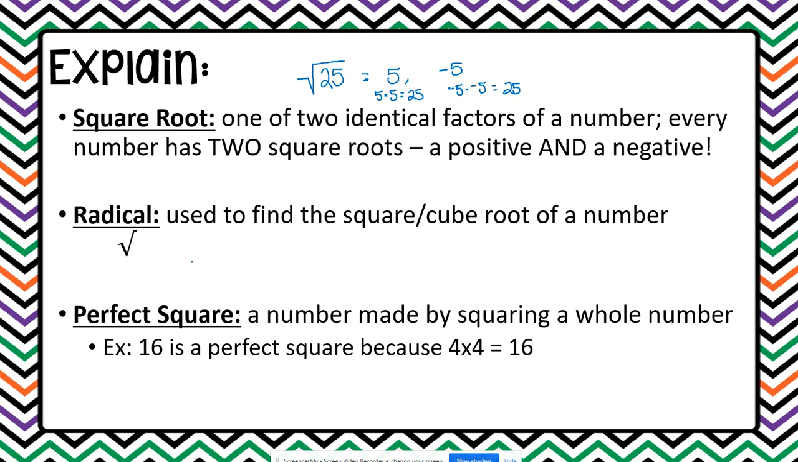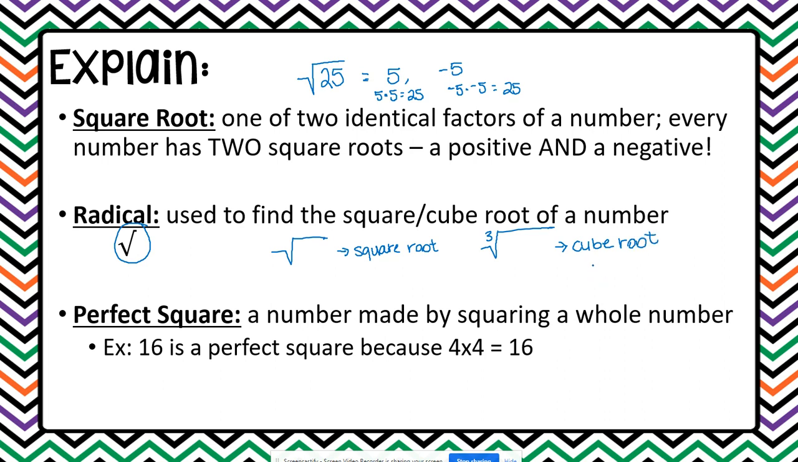The radical is the sign that is used to find the square or cube root of a number, and it looks like this. When you just see a radical with no number, this indicates a square root. When you see a radical that has a 3 outside of it, this indicates a cube root.